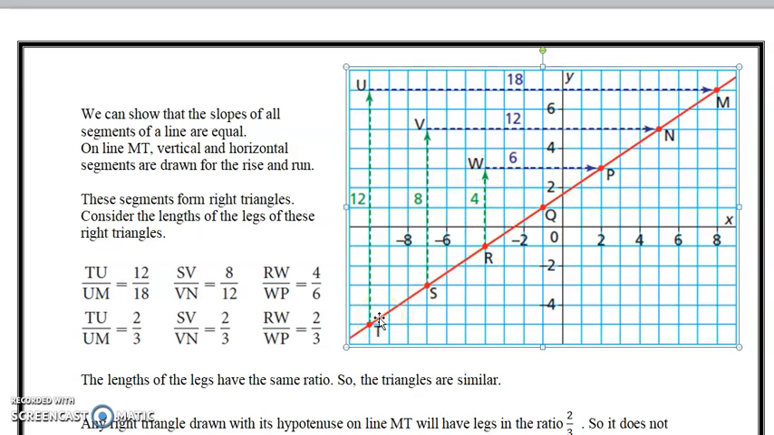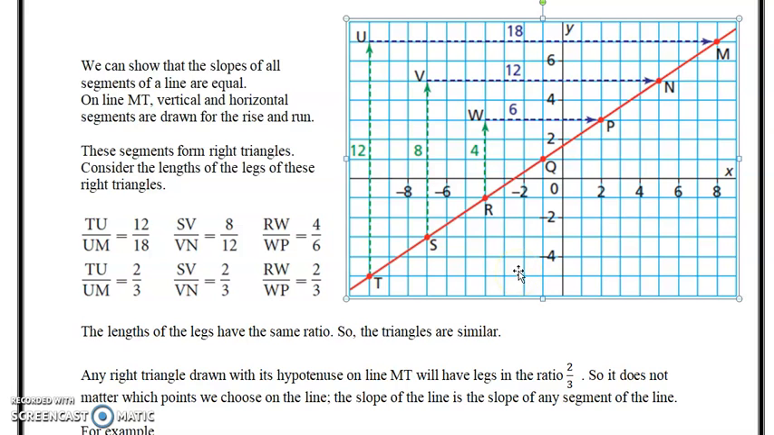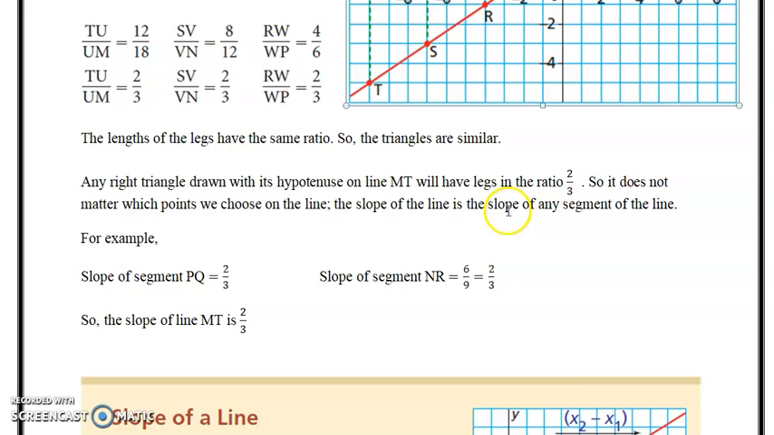So I picked 6 different points on my graph, and you could use a number of different ways here. At the end of the day, they're all equivalent to 2/3, right? You can look: up 2, right 3, up 2, right 3, up 2, right 3. So they are equivalent. That's why simplest form is important.